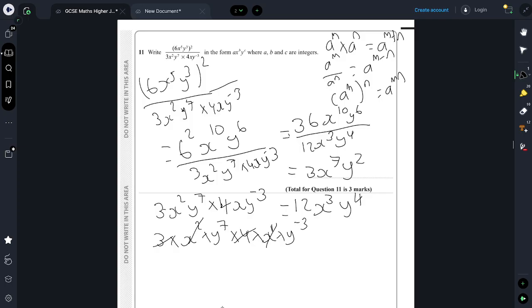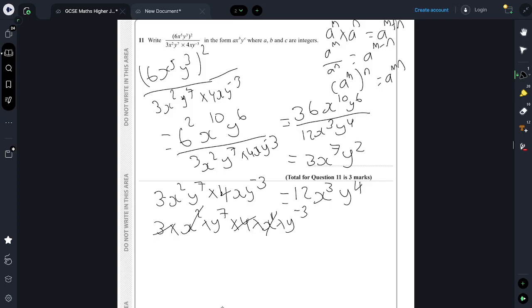Recognise the topic. Clearly it's going to be index laws because there are so many indices. And then do it bit by bit with what you know. And then hopefully at the end, you can actually get somewhere. Okay, that's my advice with stuff like that.